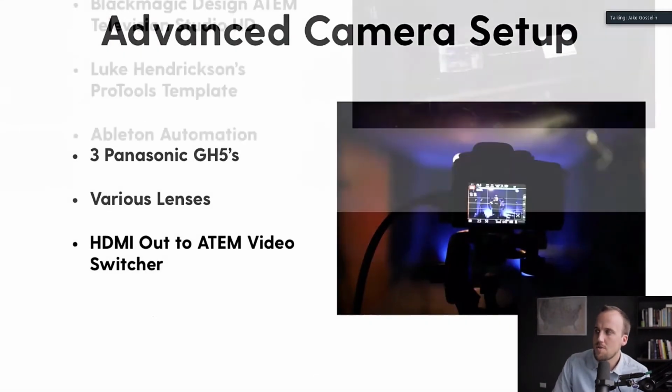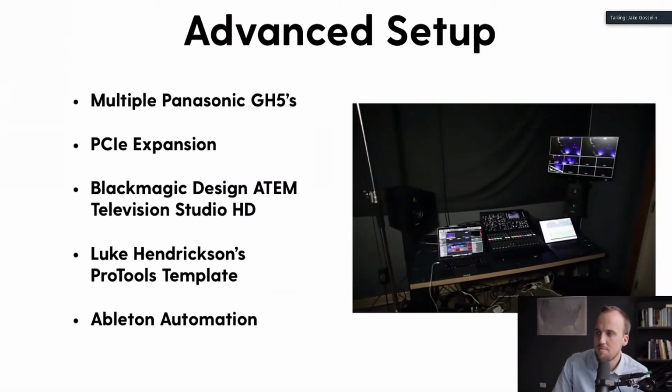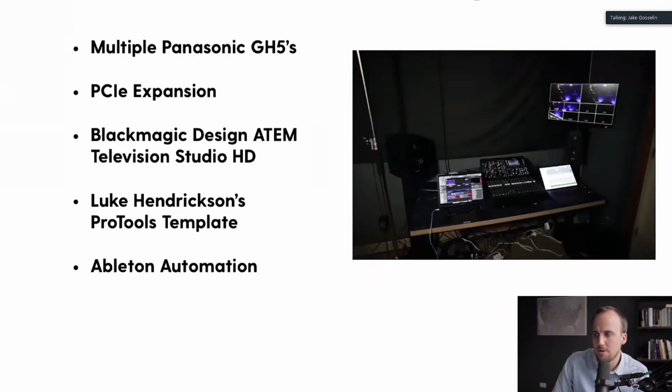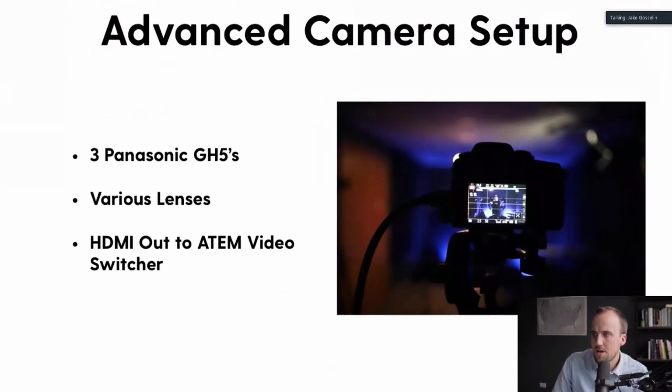These are the biggest pieces I'm going to highlight here real quickly. The advanced camera setup that we're using at Mission Lakewood right now, we have 3 Panasonic GH5s. Actually, one of them is a GH4, but basically Panasonic GH series cameras with various lenses. Out of those cameras, we go HDMI out from all of them into our ATEM video switcher by Blackmagic. And when you have these mirrorless cameras with nice lenses, often that's going to give you that more pro look.